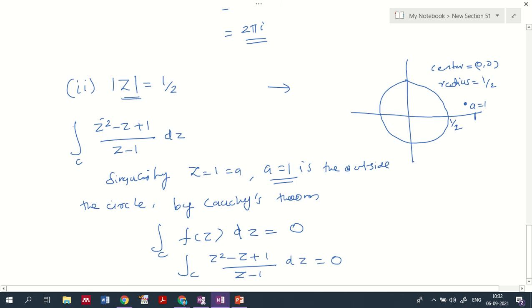Okay, so hope you understood how to apply Cauchy's theorem and Cauchy's integral theorem. Whenever you have a point outside the curve, then you have to apply Cauchy's theorem. Whenever you have a point inside or on the curve, then at that time you have to utilize Cauchy's integral theorem. Okay, so let me come to one more.